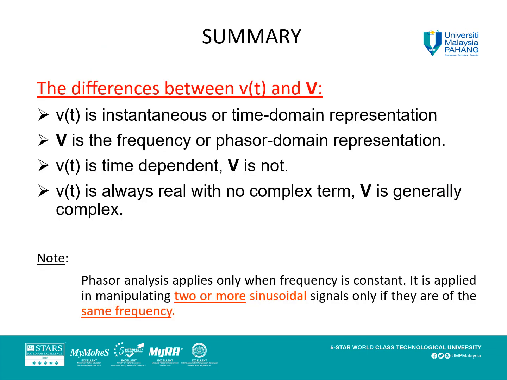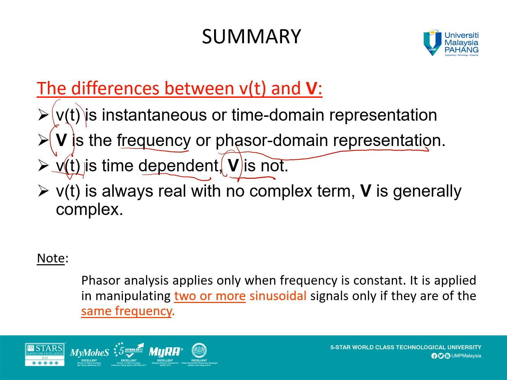Okay, this is a summary. You must know that v(t) represents the time domain, or instantaneous, or steady state. The naming is time domain, any of them is fine. But when you do the conversion to phasor, the equation now is represented as V. We call it the frequency domain, or phasor domain, representation. So v(t) is dependent on the value of t, but the phasor has its own, with no t in the equation.